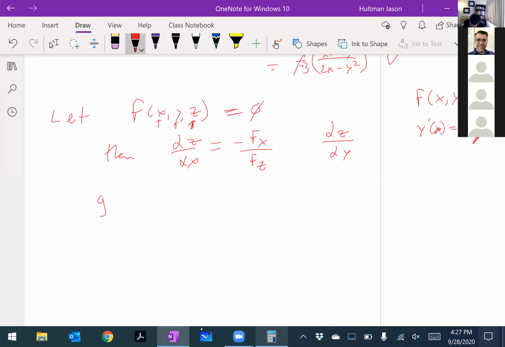Again, if we have, say, g of x, y, and we wanted to find, couldn't we rewrite y as something in terms of x? So maybe we say g of x, f of x. That's all we're doing here. Y in terms of x. Could we put y in terms of x?